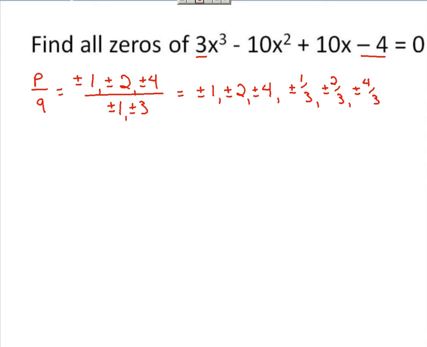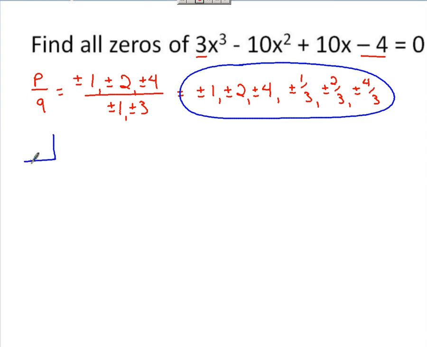Now from this little pool of values, I'm going to select numbers, and I could do this at random, to plug into my box for synthetic division. As I plug into the box for synthetic division, say I start at 1 again like I did on the last problem, the coefficients I need to spell out next to this box come from the polynomial in the equation. So that's 3x cubed minus 10x squared plus 10x minus 4. There are my coefficients, making sure every term is accounted for.